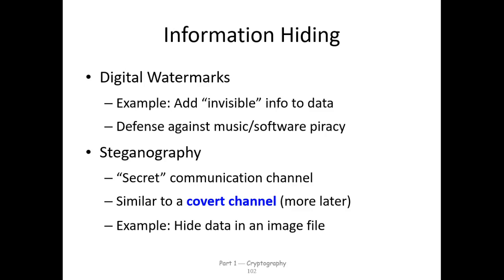In information hiding, there are different types. One is digital watermarks. Again, in digital watermarks, there are two types: one is visible and another one is invisible. A digital watermark example is adding invisible information to data, as a defense against music or software piracy. In such music or software, there is some data added which is invisible. That is what we call digital watermarks.